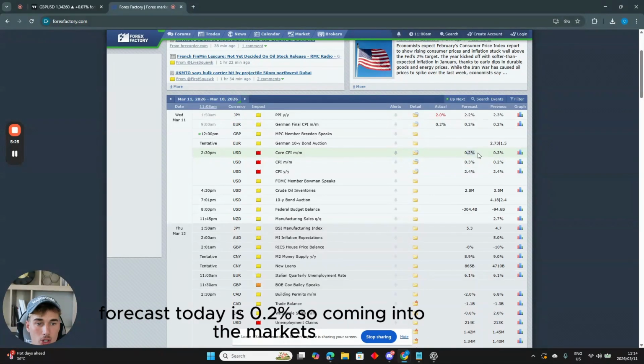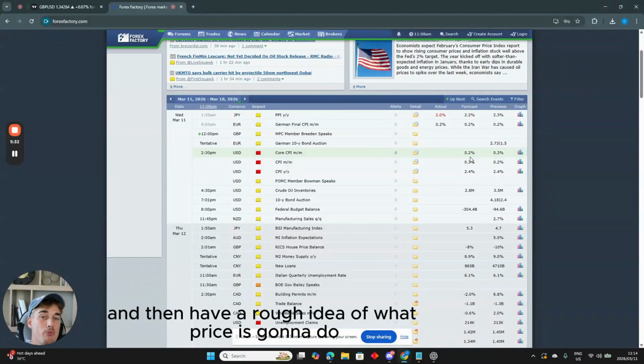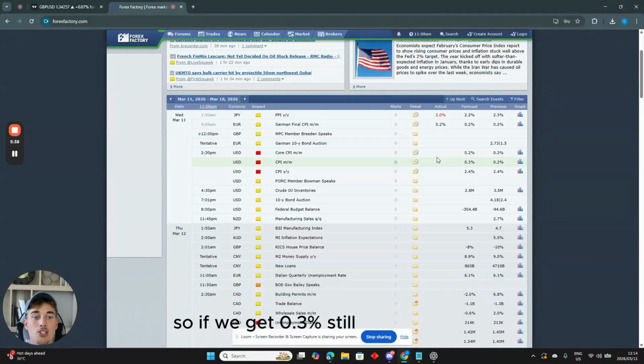So the forecast today is 0.2%. Coming into the markets, I'm going to do a technical analysis and then have a rough idea of what price is going to do. Obviously the previous was 0.3, and the forecast is for it to be less. So if we still get 0.3% based on the previous, it's going to be good.